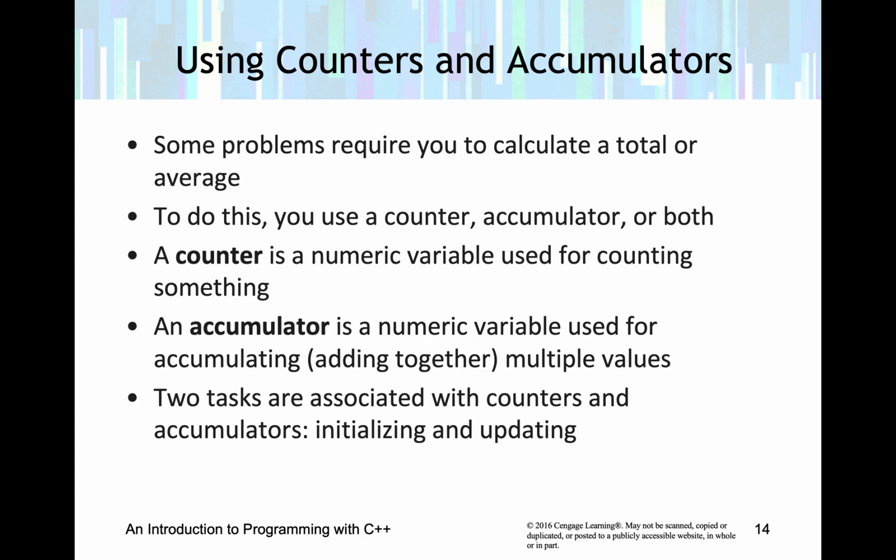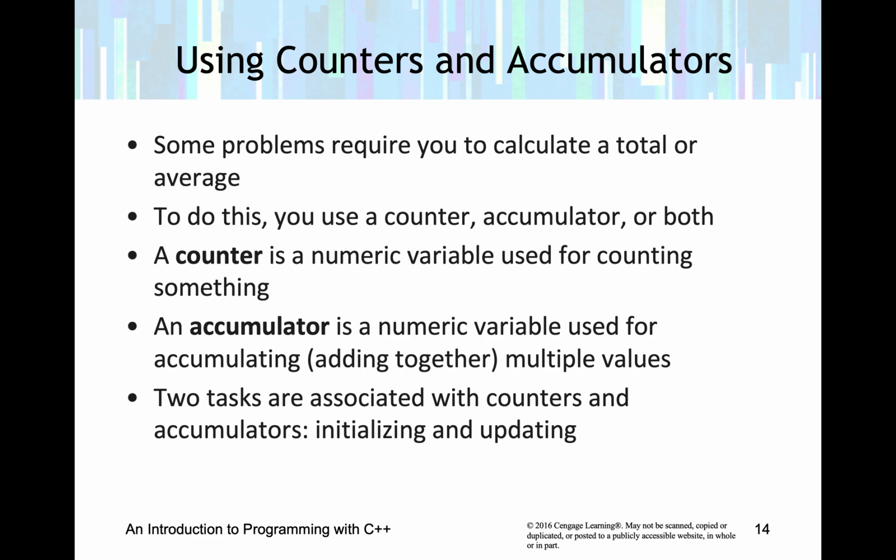So next thing we're going to look at is how to use counters and accumulators in these while loops. Sometimes problems require you to calculate a total or an average. Something easy that you can relate to is an average, like for your grades. So you have some test grades, you're going to add them up. So you accumulate all those, you add them up, and then you divide them by the number of test grades, and you get the average.